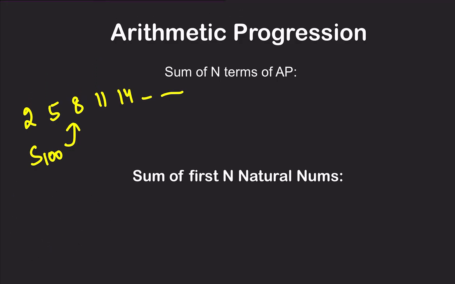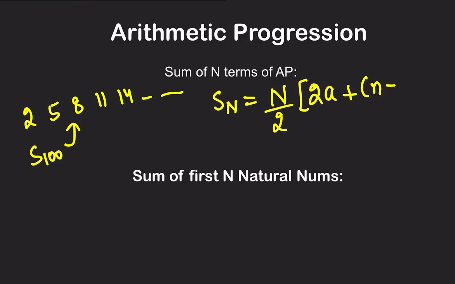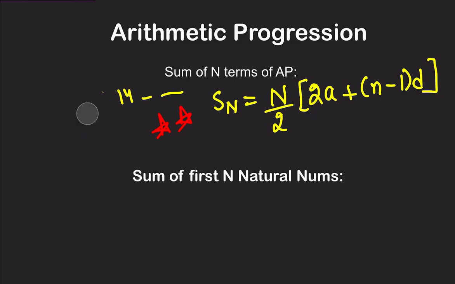Or the formula for the sum of the first n terms in an arithmetic progression is n by 2. Please note it down. 2a plus n minus 1 into d. N by 2, 2a plus n minus 1 into d. This is the sum of n terms of an arithmetic progression series.